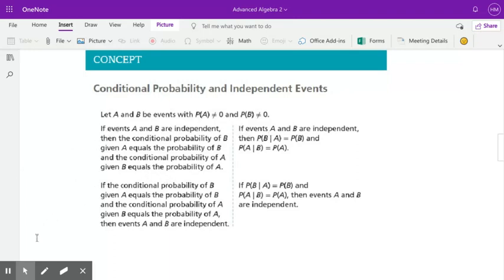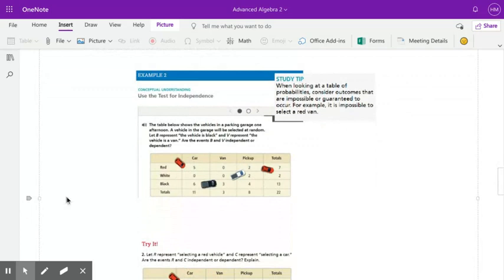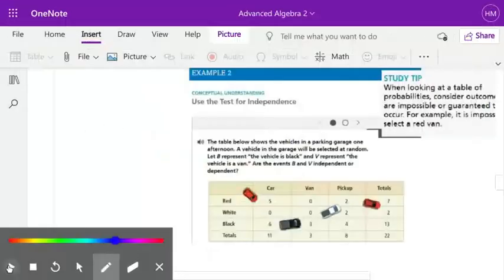So let's look at an example where we have to look at independence. In example 2, you only have the try it part that I have right here. You could add this first part from your notes, or you can just watch the video and take notes from it, but let's look at it. I'm going to zoom in.